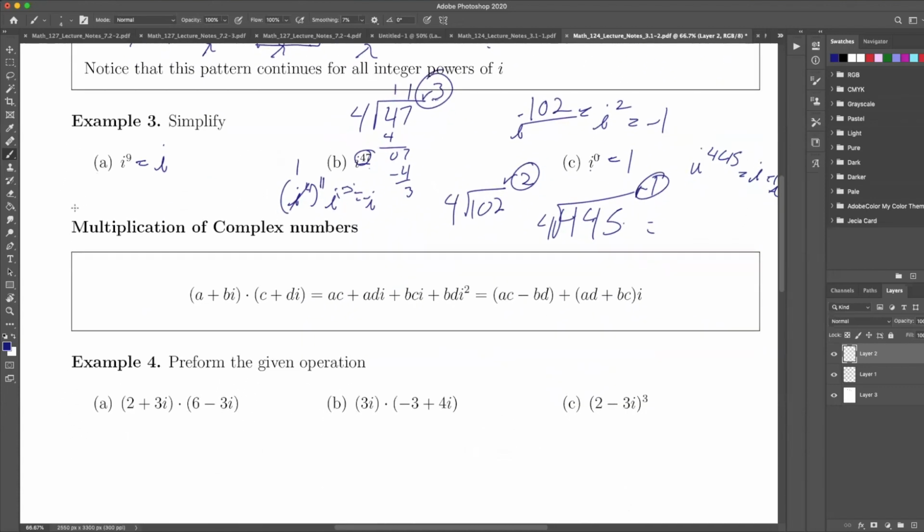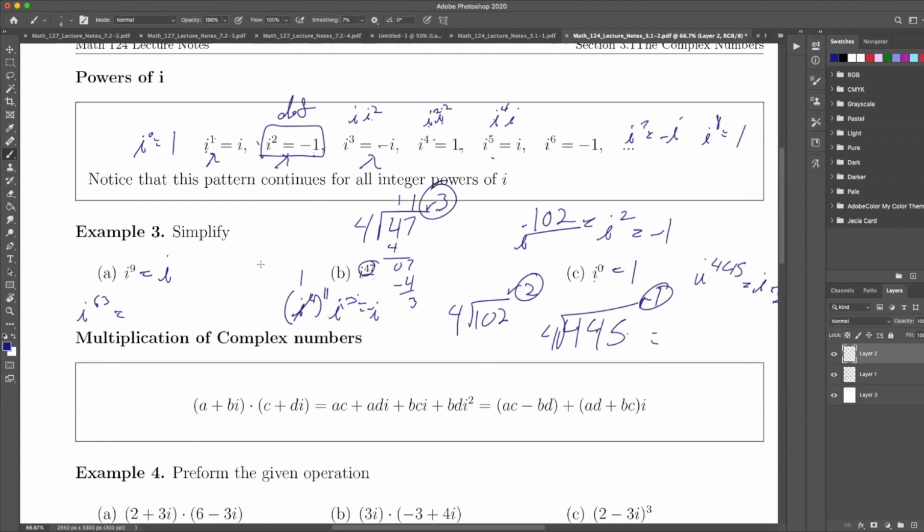Let me have you guys try one without me real quick. So i to the, let's not make it terrible, let's just say the 63rd power. What is i to the 63rd power? See if you guys can figure it out. So you take 63, divide by 4, find its remainder, and then use this up top.